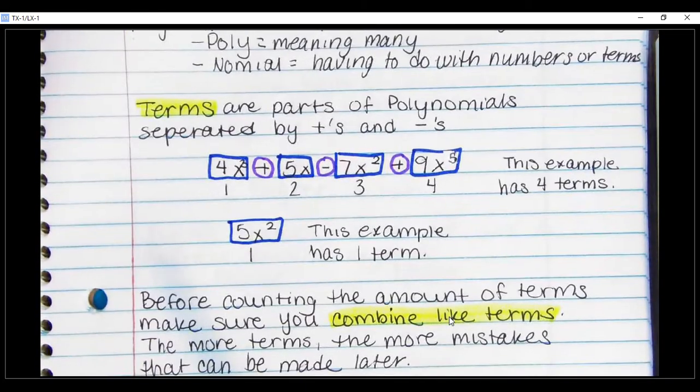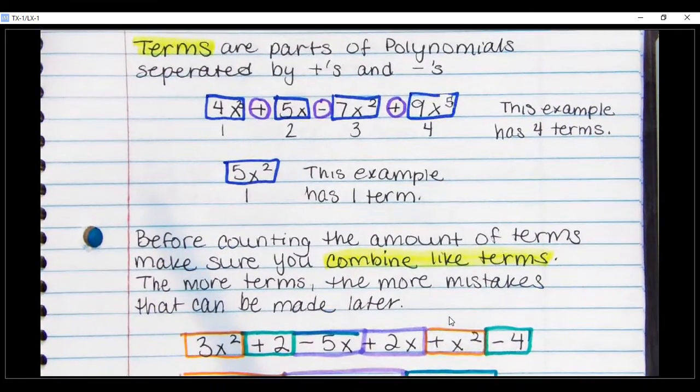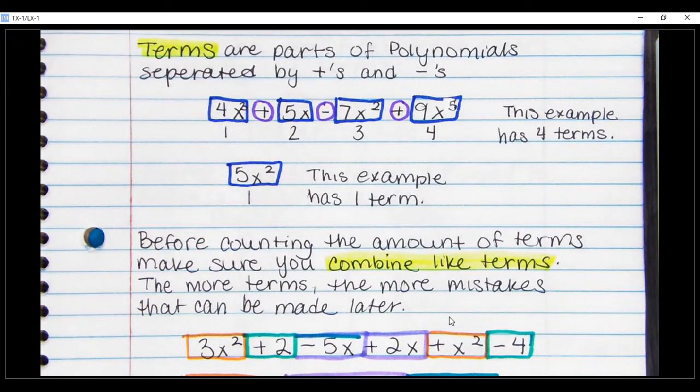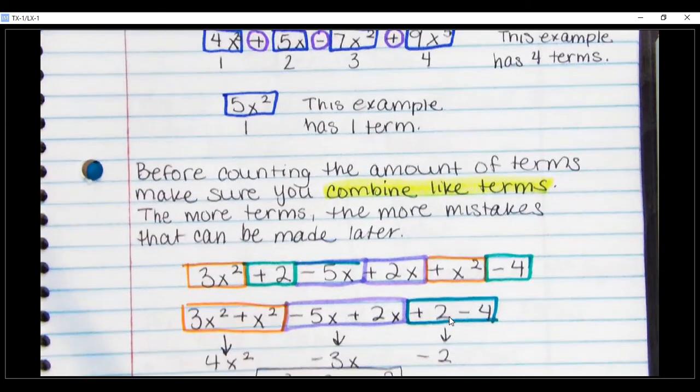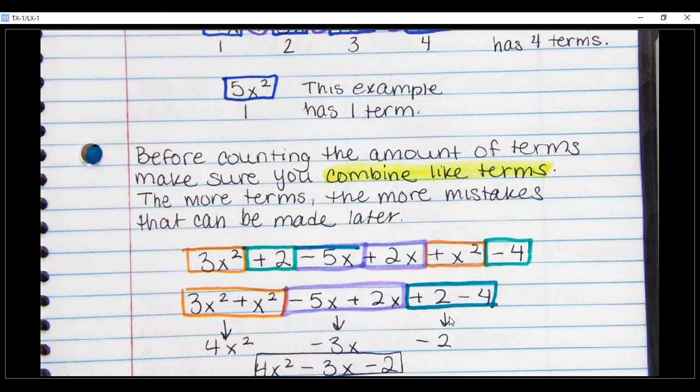Our next example is 5x squared. That's it. There's no addition sign, no subtraction sign, so this is just a one-term example. Now, before you count the amount of terms, make sure that you combine like terms. The more terms, the more mistakes that can be made later. And you're also not going to properly identify the polynomial if you do not do this.